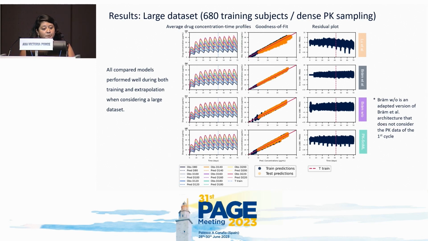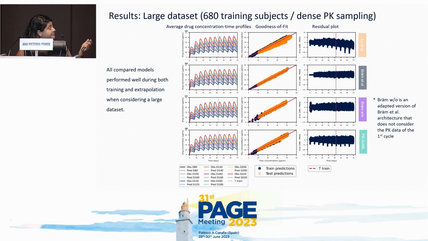Now, for both the plots of the concentration time profiles and the residual plots, there is a dashed vertical line that denotes the time when the training stopped. If we just focus on the goodness of fit plots, we can see that all models for this large data set perform well.